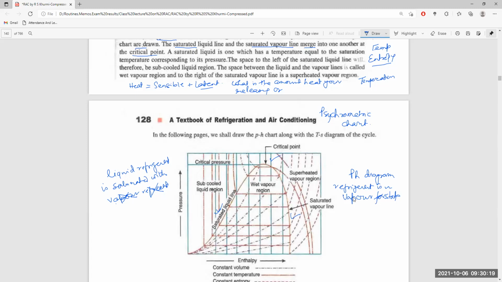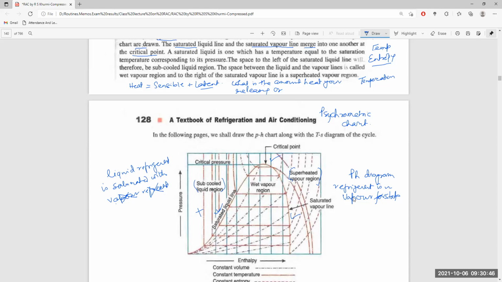And this place here is called the subcooled liquid region. This whole portion is liquid, but comparatively more cool. And here is the superheated vapor region. It is more heated. Its temperature is higher than the boiling point of this refrigerant, and that stays here, which is called the superheated vapor refrigerant region.